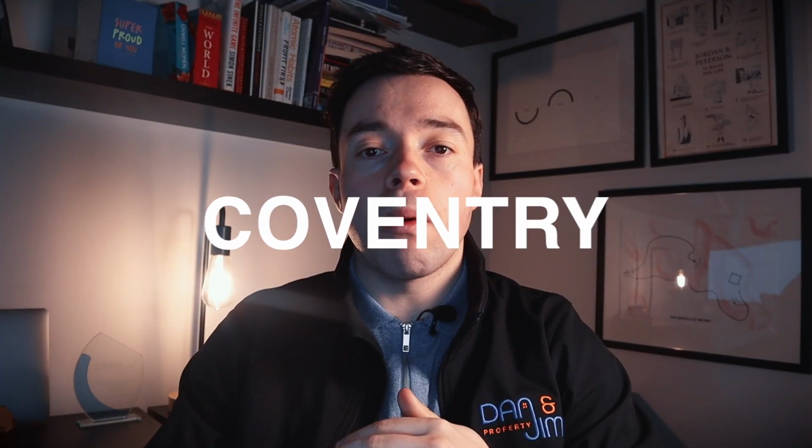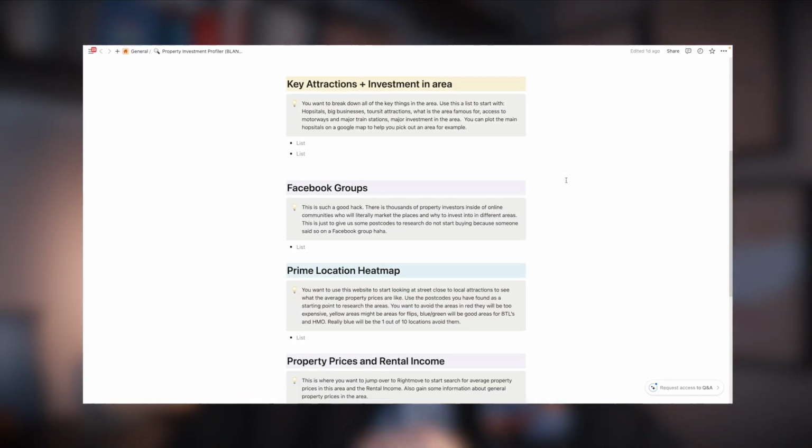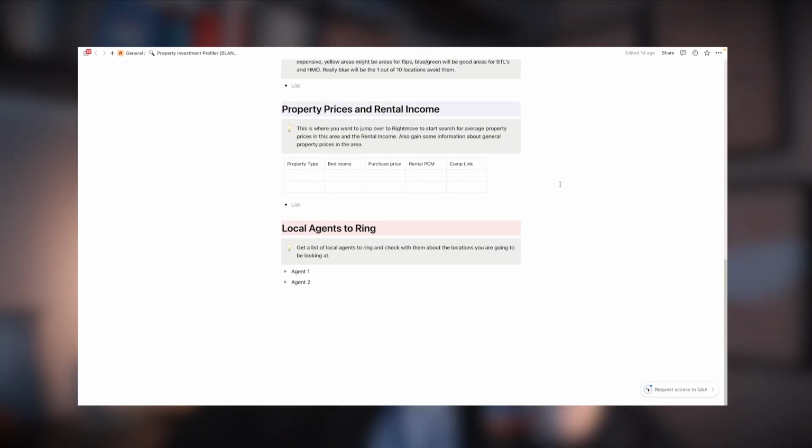I've got no idea about this investment area. I haven't got a clue about where to buy properties. But I have created the Property Investment Profiler, which is going to help me assess a completely new area and hopefully help you do the same. Best of all, I'm going to take you through it step by step in this video and give you completely free access to it at the end of the video.